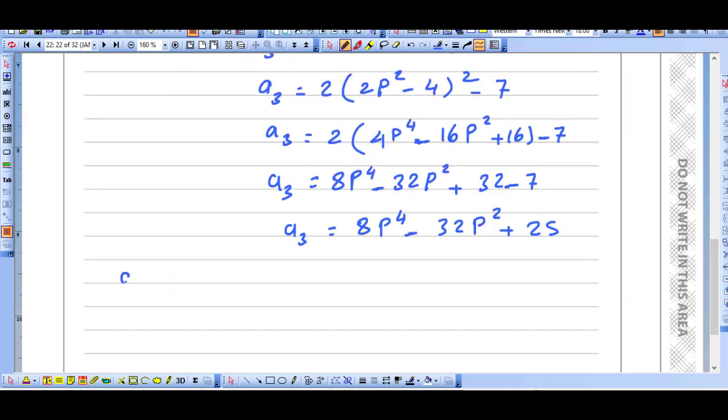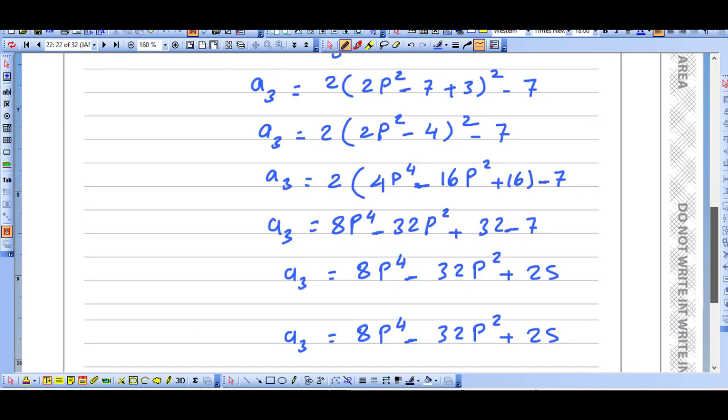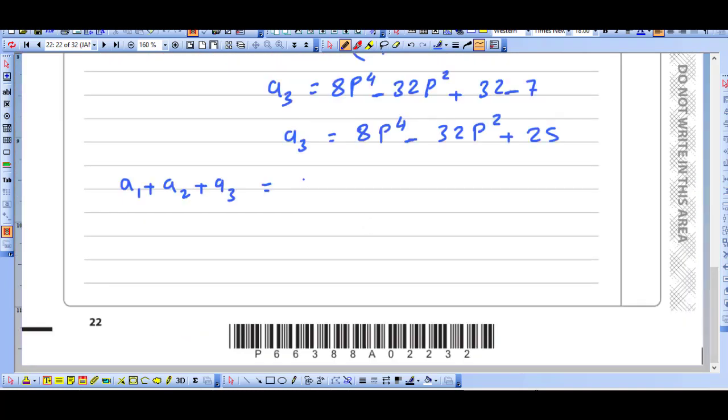Now A1 plus A2 plus A3. So A1 plus A2 plus A3 is equal to: A1 is equal to B minus 3.